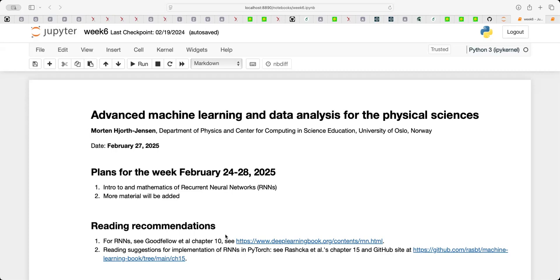Now, what we're going to do today first is to give you a kind of bird's eye view on what is going on with the RNNs, or recurrent neural networks, why they are interesting, and we are going to lay the foundation for the mathematics of recurrent neural networks, which we will discuss in more detail towards the end of this lecture and also next week. And next week, we will also discuss how we actually write our own code for an RNN.